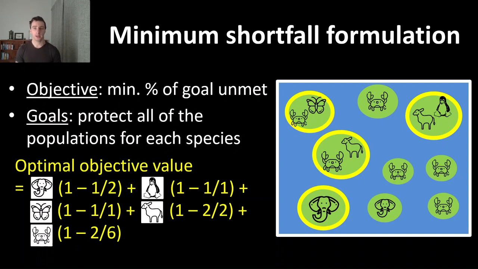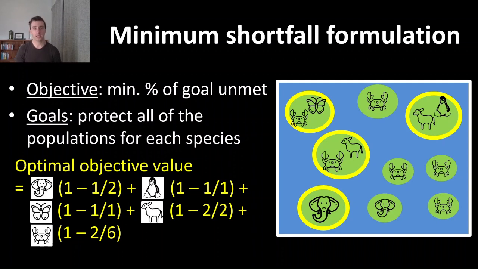And we can see that we've selected a set of islands that meets the goals for several of the species. For example, our goals were to secure 100% or all of the populations for each species. We've met the goals entirely for the penguins because there's 1 population of penguins and we've selected the island which has that population. We can also see that we've met the goals for the butterflies because we've secured all of the populations of butterflies. And we've met the goals for the goats because we've secured all of the goat populations. This particular solution has also met half of the goal for the elephants because there are 2 elephant populations in total and we have 1 of these 2 populations.